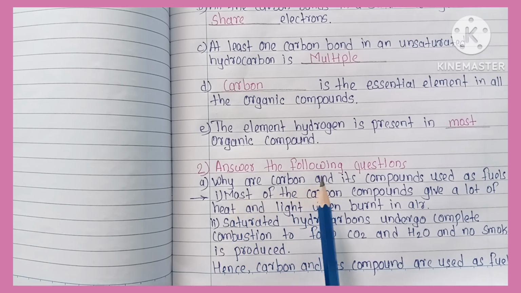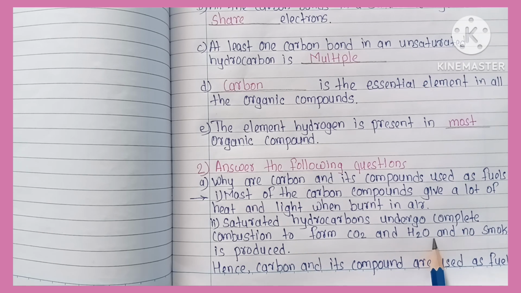Second question, answer the following question. First, why are carbon and its compounds used as fuel? Answer, most of the carbon compounds give a lot of heat and light when burned in air. Saturated hydrocarbons undergo complete combustion to form CO2 and H2O, and no smoke is produced. Hence, carbon and its compounds are used as fuel.